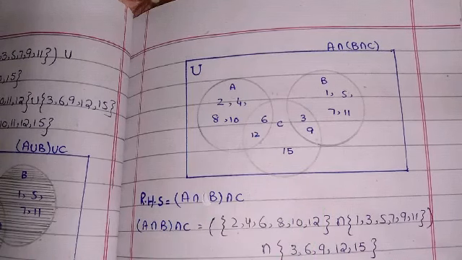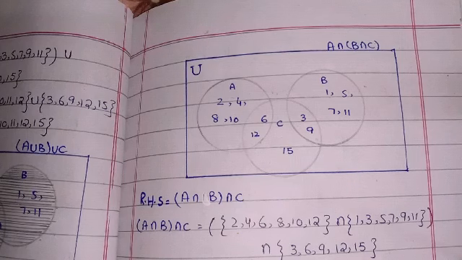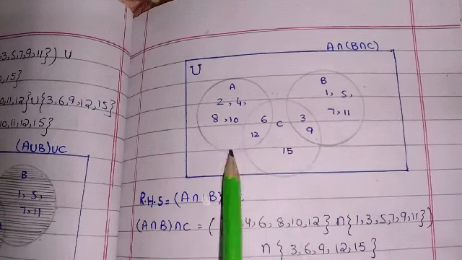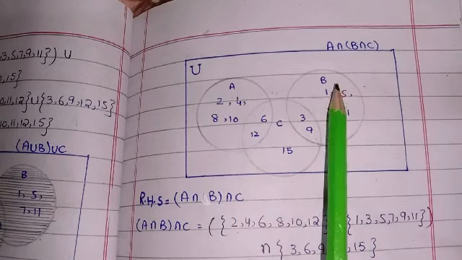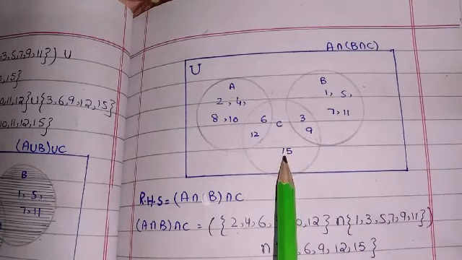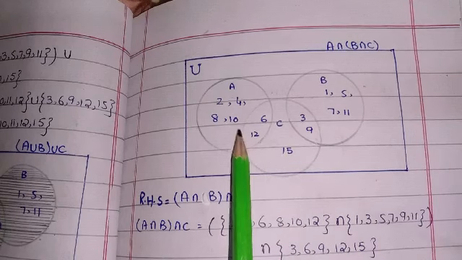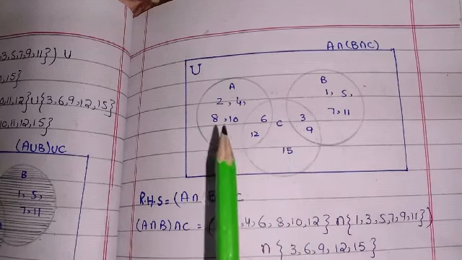As you can see, the answer of our left hand side is the empty set, so we will not shade any part of the Venn diagram. In A we will write the elements of A, in B we will write the elements of B, and in C we will write the elements of C, and in overlapping areas we will write the common elements of sets.